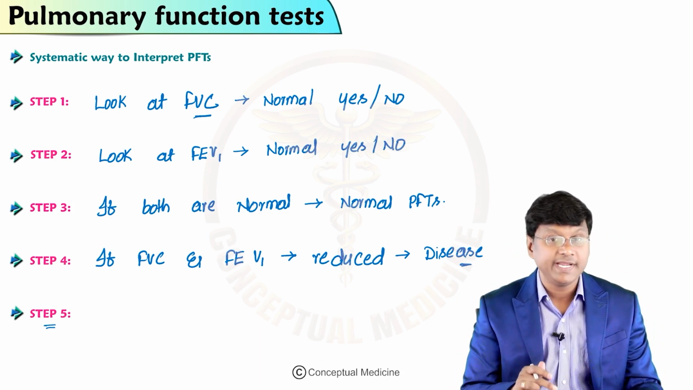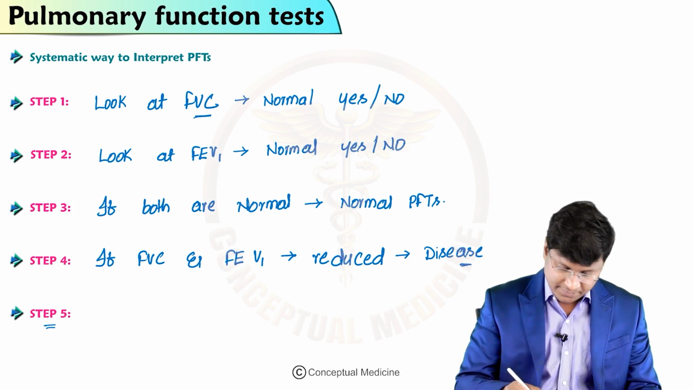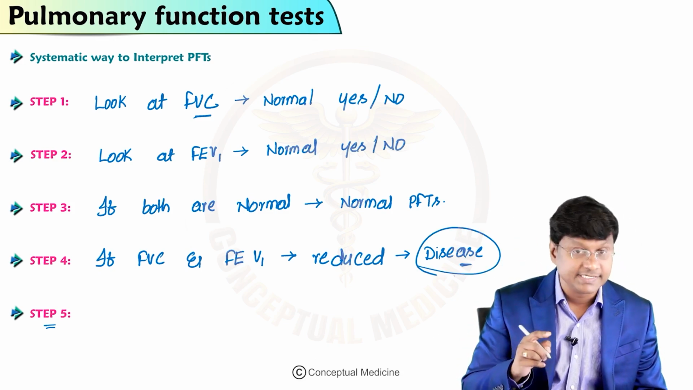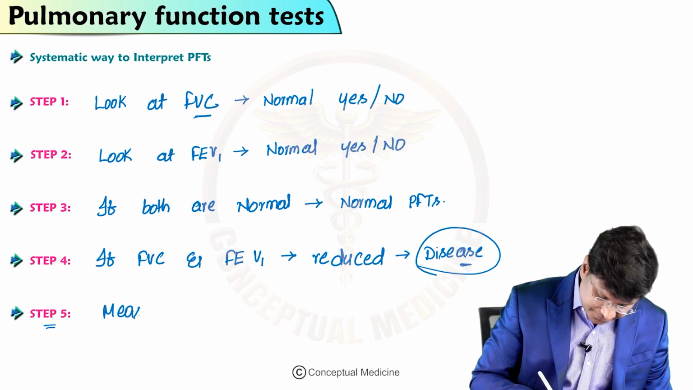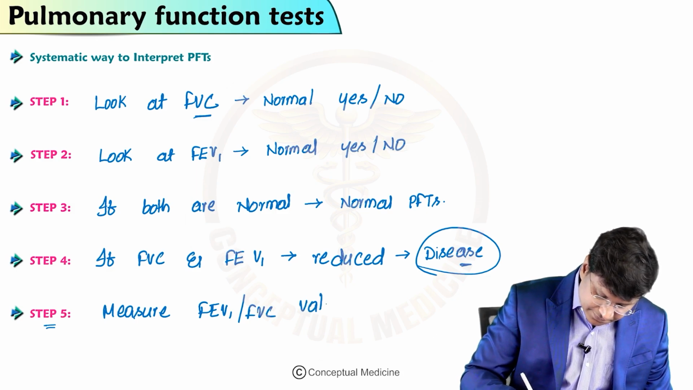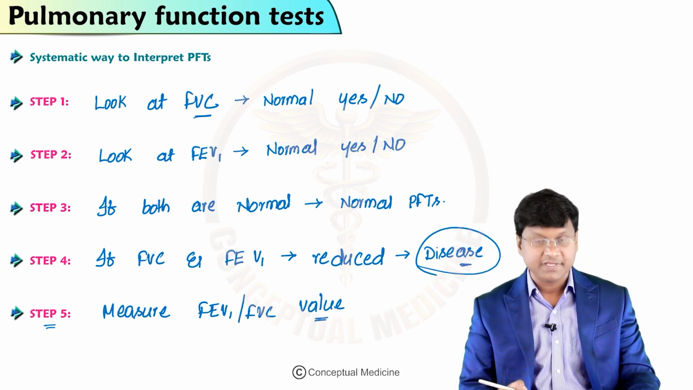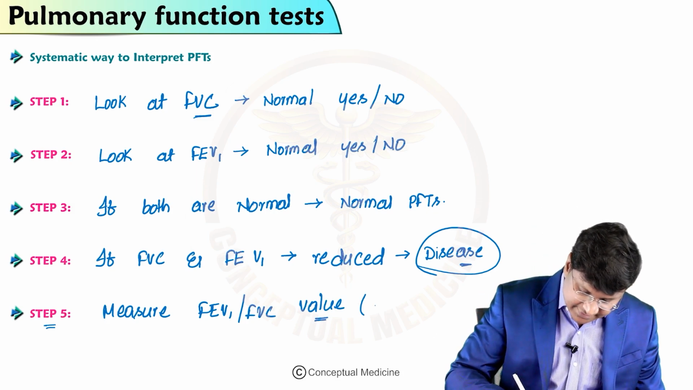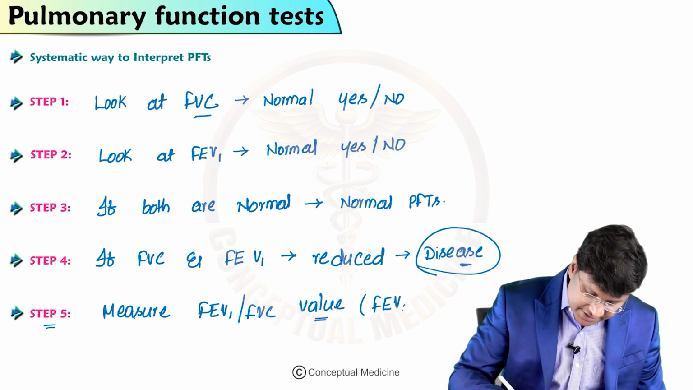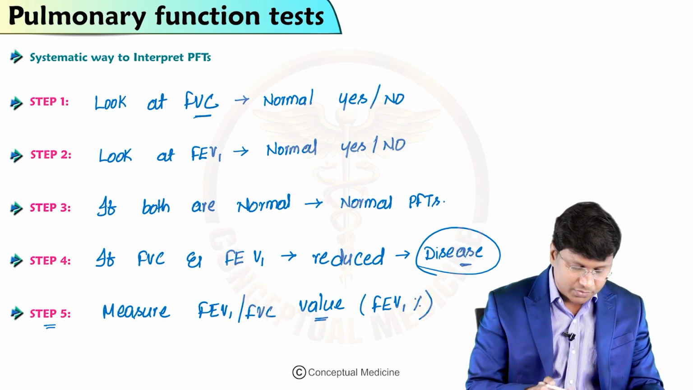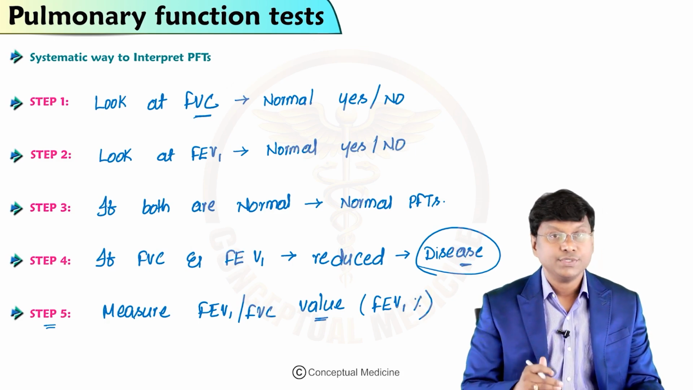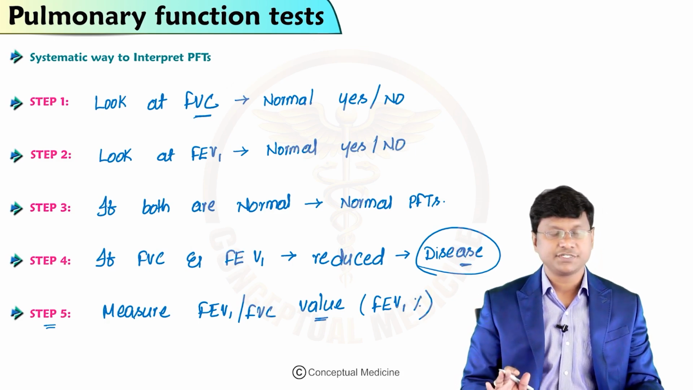And what is step 5? If step 4 indicates that there is disease, you need to measure the FEV₁ by FVC value, which is nothing but the FEV₁ percentage. So this is about the systematic way to interpret the pulmonary function test.